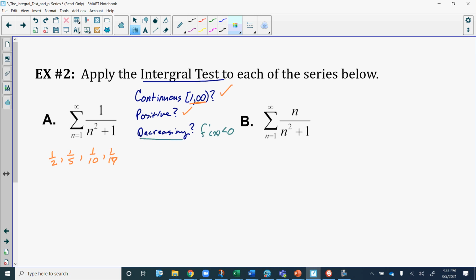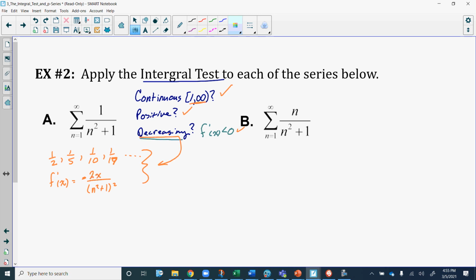1/17, 17th for n is 4, and so on. So we can clearly see that those are decreasing. If I were going to look at this as a function, the derivative of this particular function will be negative 2x, or 2n, however you want to think of it, over n squared plus 1, when we do the quotient rule. Because we do have that negative on the overall fraction, the derivative is less than 0, so it's definitely decreasing. So either of those two things we can look at to check whether it is decreasing here.